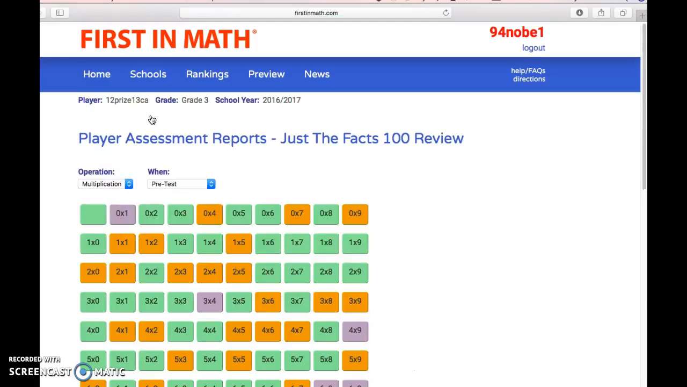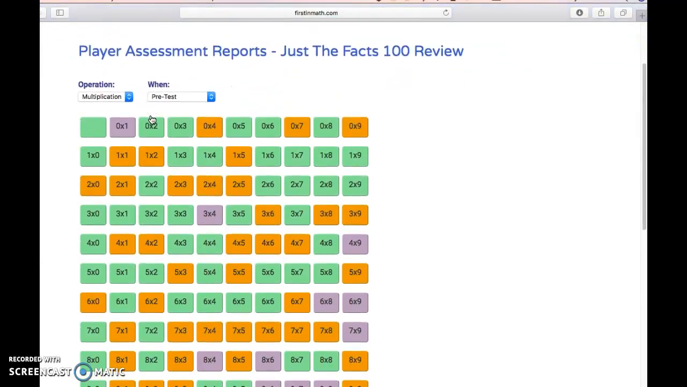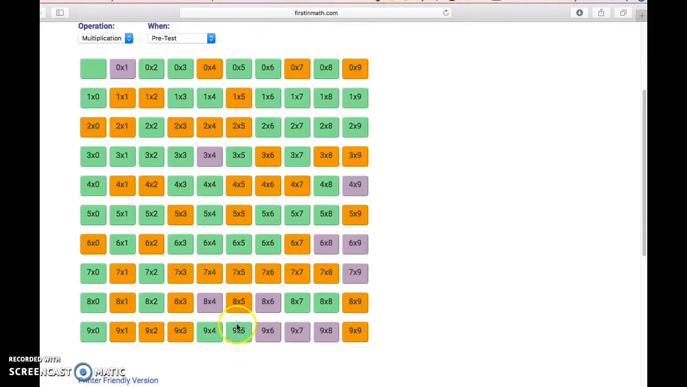So if we look at his grid, and I just pressed on his name, we can see that the orange he did not touch, the green is what he did do, and the purple is what he got wrong. So you can see a little bit more purple on the bottom, so he might need to practice the 6, 7, 8, and 9 times table.